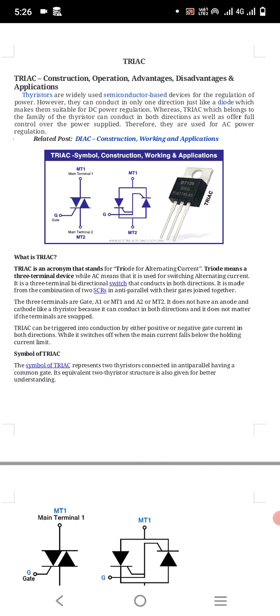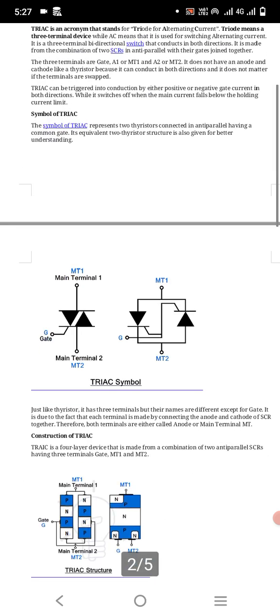TRIAC can be triggered into conduction by either positive or negative gate current in both directions, while it switches off when the main current falls below the holding current limit. The symbol of TRIAC represents two thyristors connected in anti-parallel having a common gate. It's equivalent to the thyristor structure, also given for better understanding.